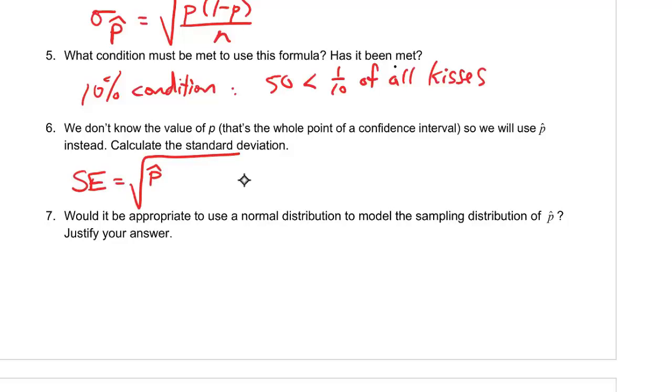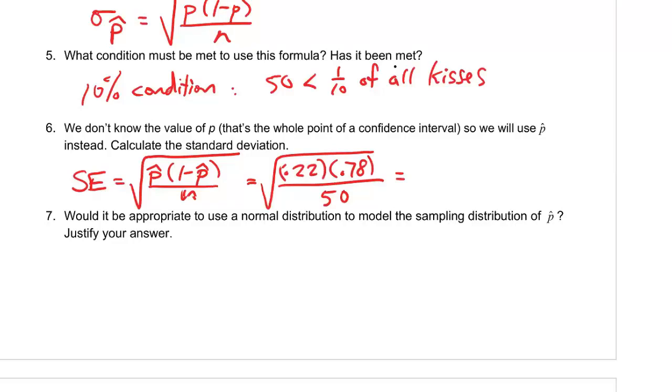Again, that's why they call the class statistics, because we're using something from a sample. Whoops, this is 0.22, and that would be 0.78 over 50. I got to calculate that answer because I didn't know what I'd get this morning. Okay, it looks like it is, I'm going to go 3 decimals here, 0.059.